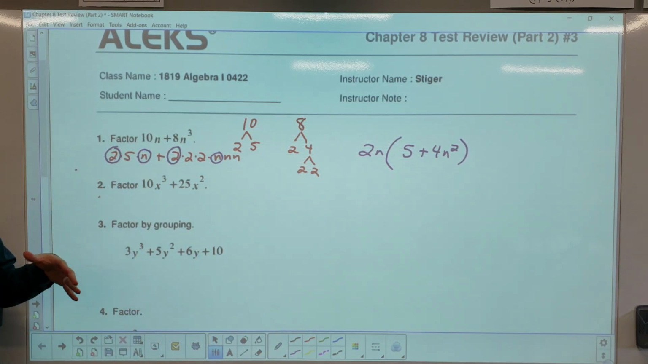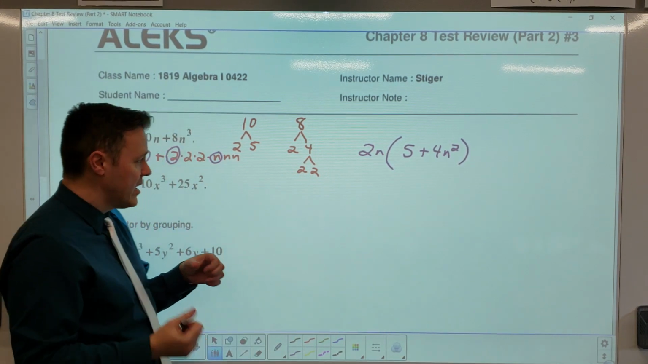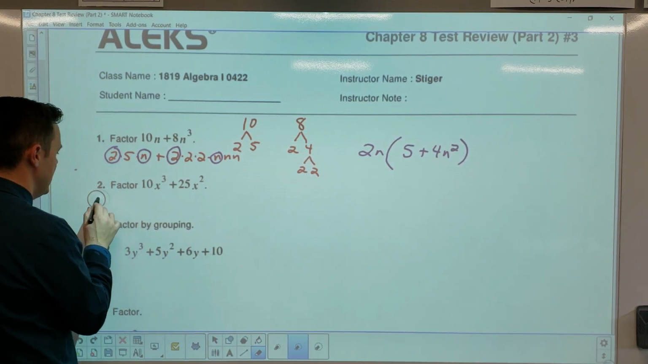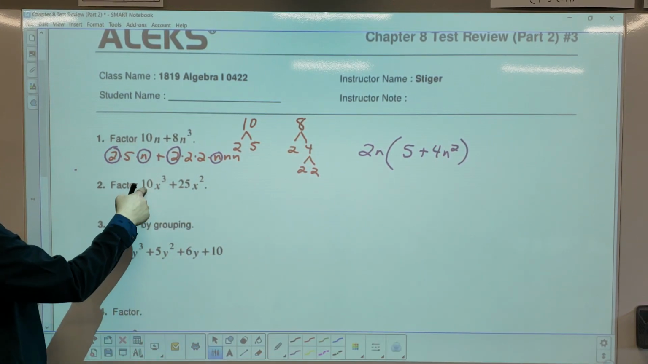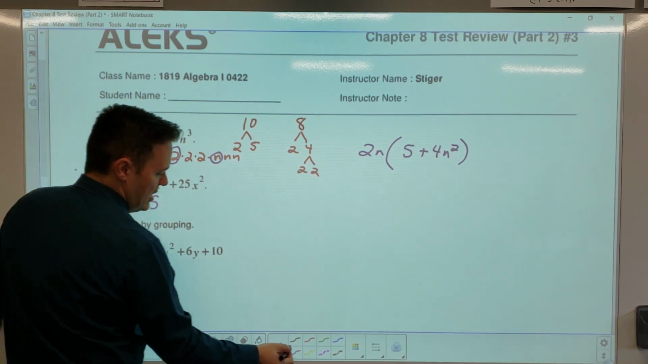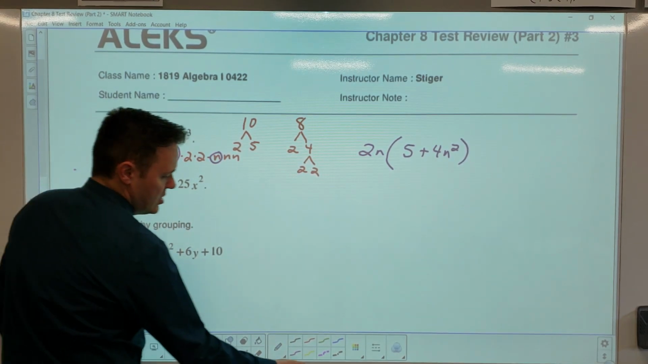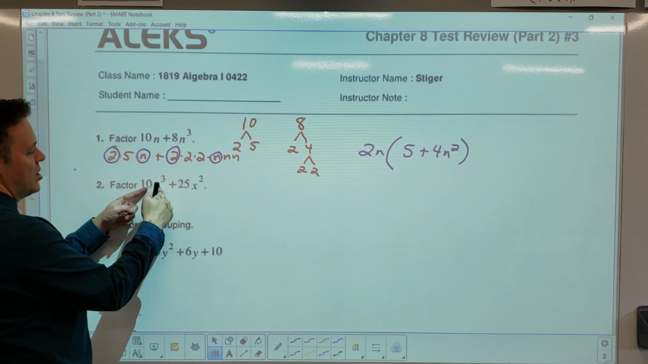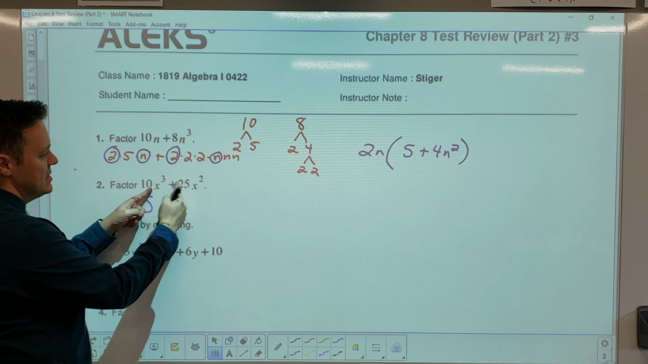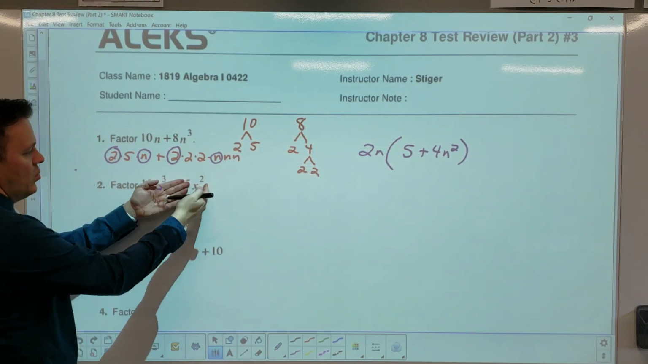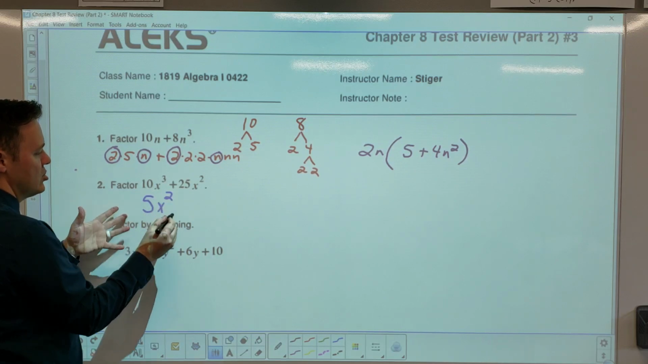Remember what we're doing is trying to find the greatest common factor and just ripping things out. On this one here, off the top of my head, I can see that the greatest common factor is going to be a 5. And then these here, this has 3 x's and this has 2. So the greatest amount of x's we can take out is actually going to be 2. So there's your common factor.